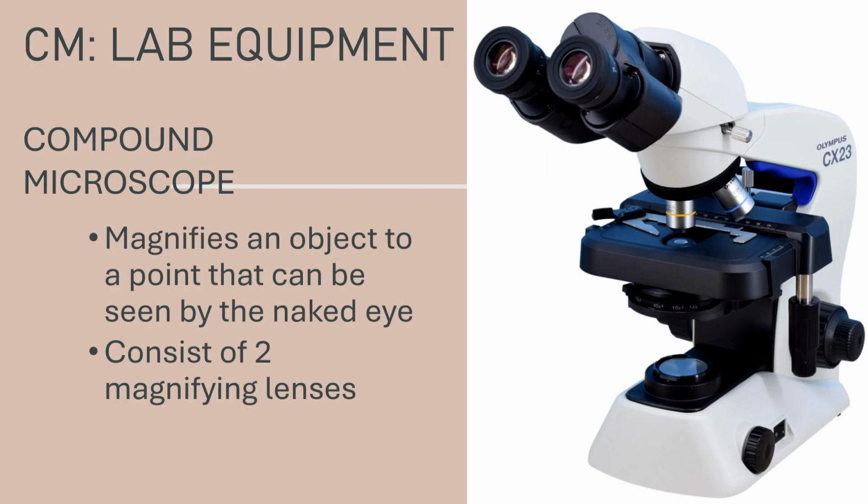For your compound microscope, this one magnifies an object to a point that can be seen by the naked eye. Normally, objects examined under the microscope cannot be seen by the naked eye, but with the aid of your microscope, you can already observe the object. It consists of two magnifying lenses: your primary one, the objective lens, and your eyepiece or ocular lens.